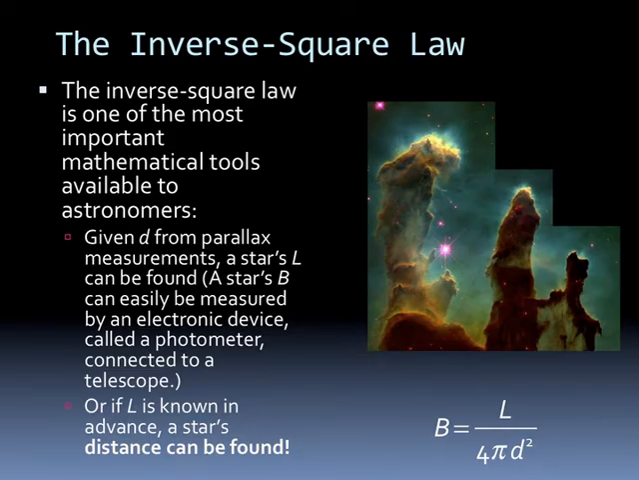Given, say, distance from parallax measurements, a star's luminosity can be found, because a star's brightness can be easily measured by an electronic device called a photometer. We can connect it to a telescope and measure its brightness. Once we know its distance, we know its luminosity. However, the real power comes if I know the luminosity in advance, and I can measure its brightness. I can then calculate its distance using the inverse square law.